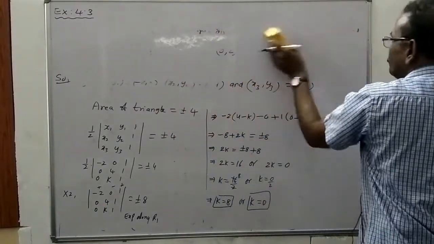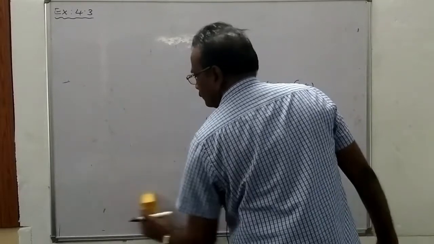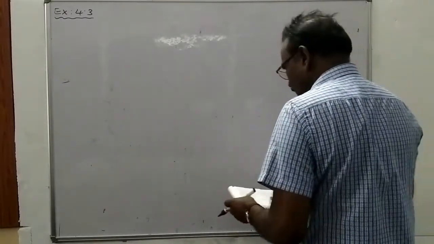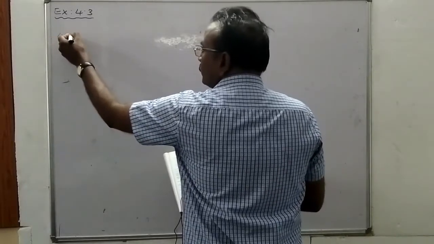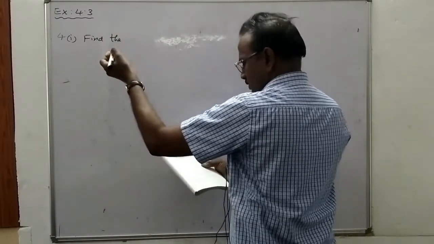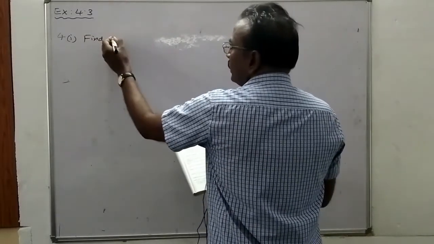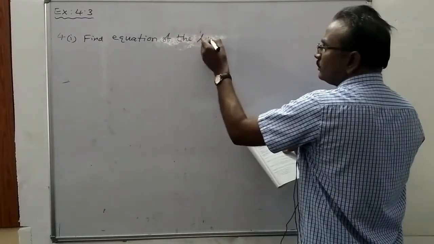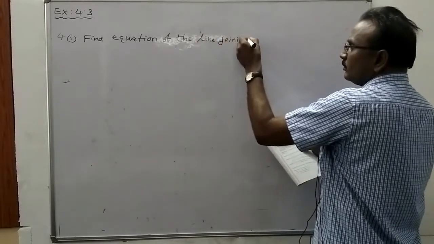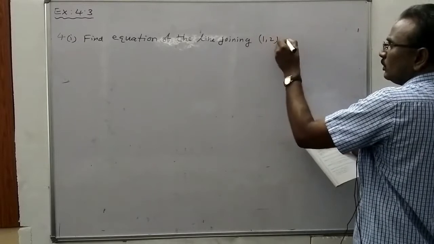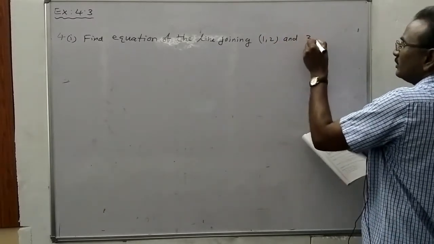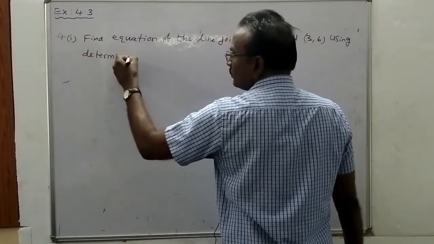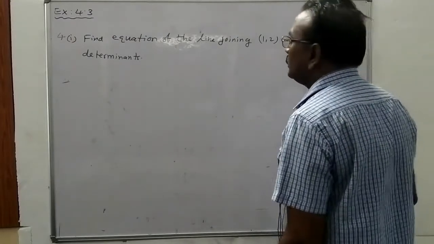Next, question number 4. First question, find the equation of the line joining (1, 2) and (3, 6) using determinants.